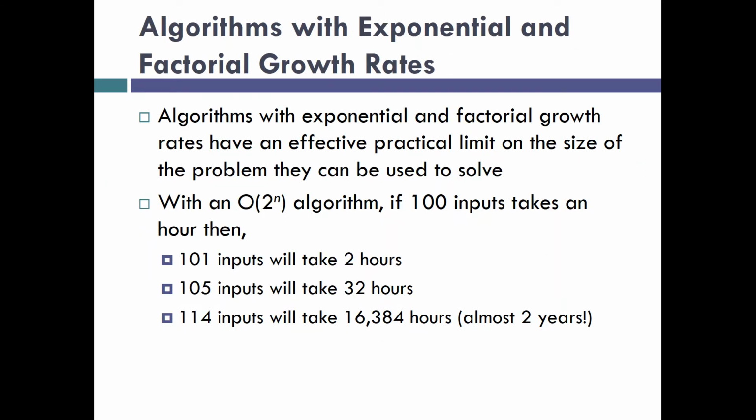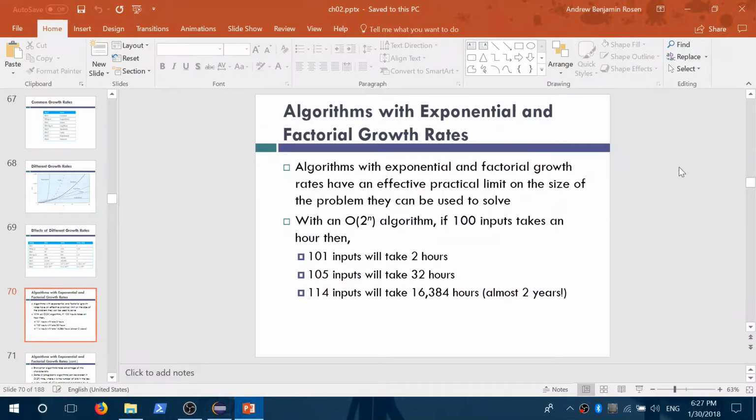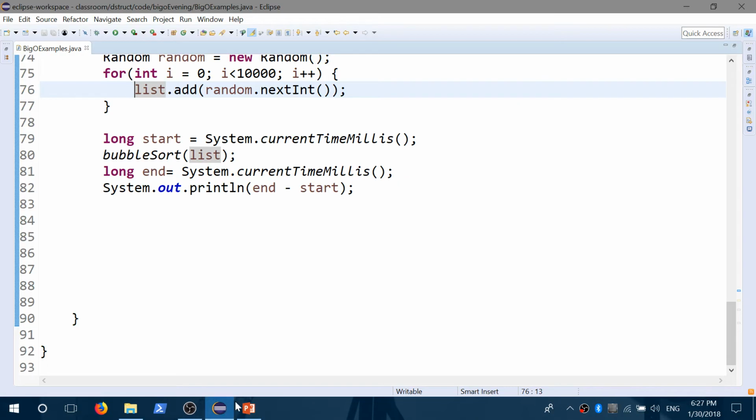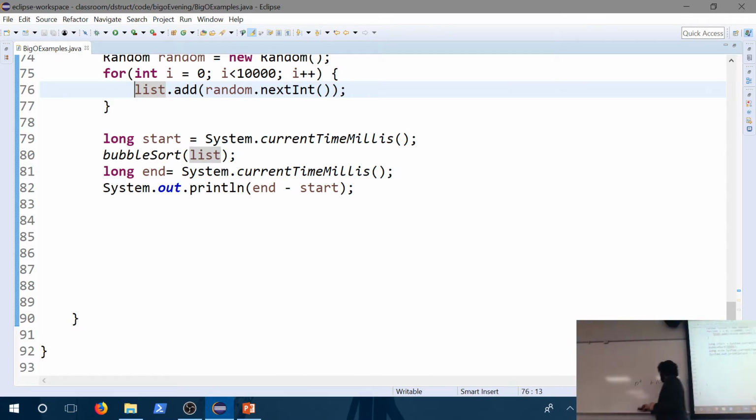However, most of the time it's bad to have exponential and factorial growth rates. Factorial means basically the only way to solve it is to do everything, check every single possibility. Let me go over an example of a factorial algorithm, an O of n factorial algorithm.